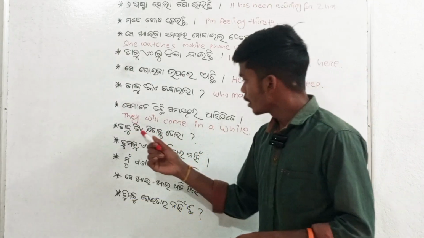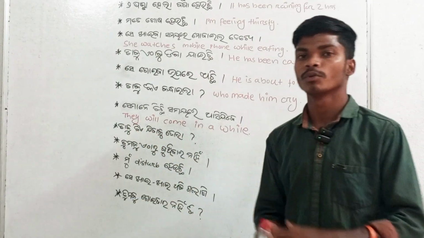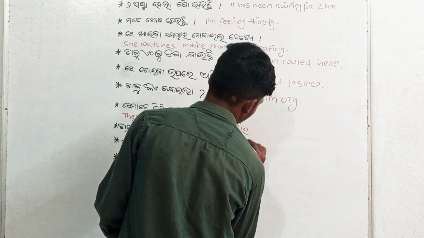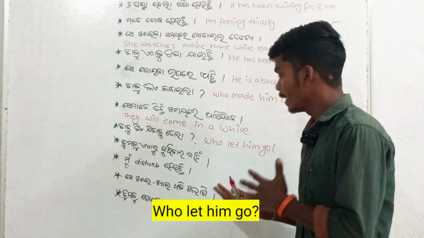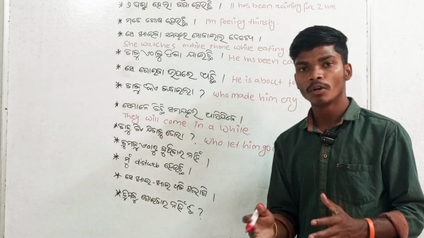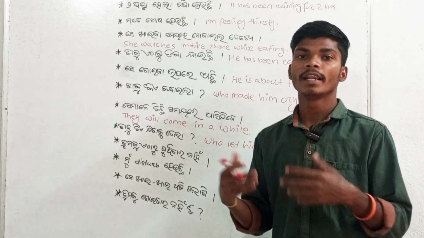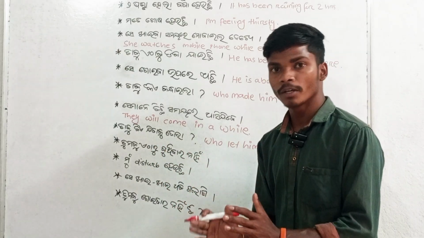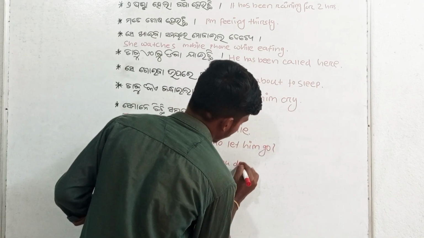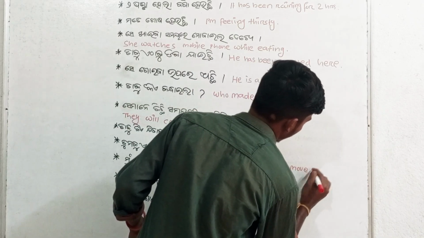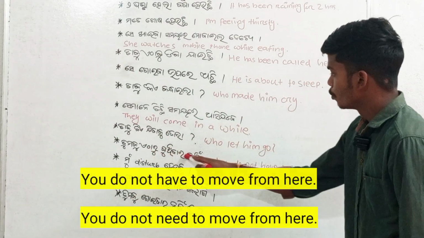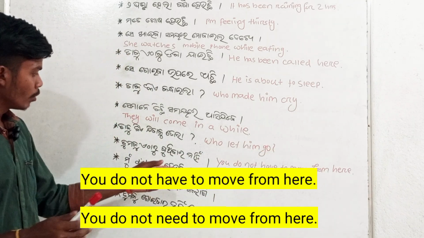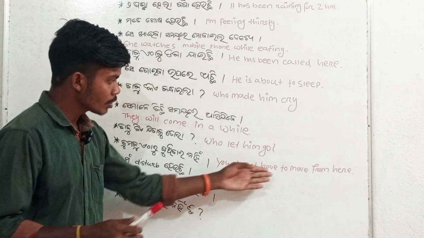In a while. "Taku kie jibaku dela", this is used a lot. So the sentence will be: who let him go? Who let him go? This sentence also belongs to the causative verb, let. Now, "tumko ethaaru ghunchibara nahi": you do not have to move from here. We use "from" for "ethaaru". You do not have to move from here.